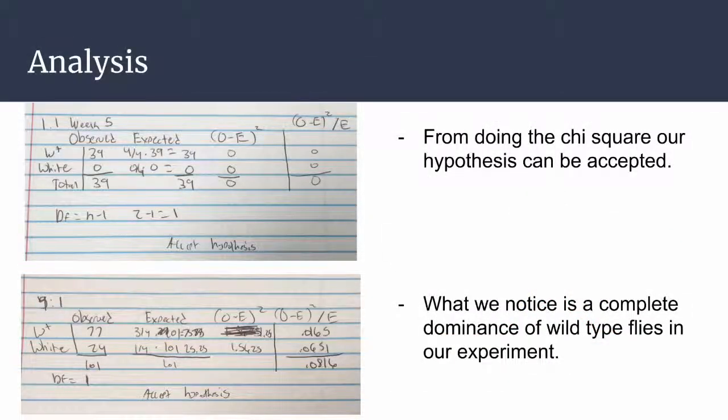From doing our chi-square analysis, we can determine that our hypothesis can be accepted. We took week 5 for both 1-to-1 and 5-to-1 ratios as an example, and from this, both of our hypotheses were accepted, which leads us to say that the wild-type fly is a complete dominant type of fly in our experiment, and this is backed up by the chi-square analysis and the graphs that were displayed earlier.